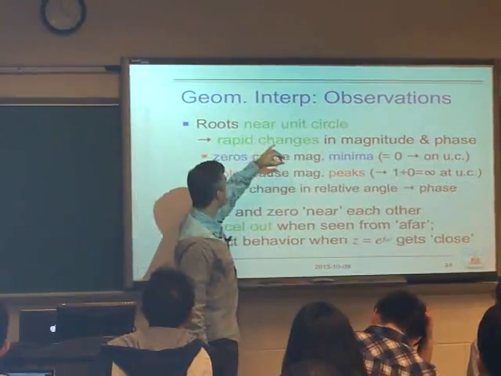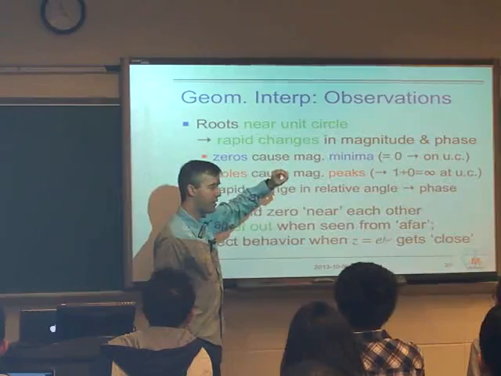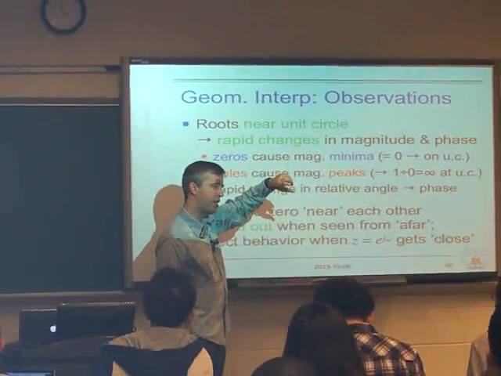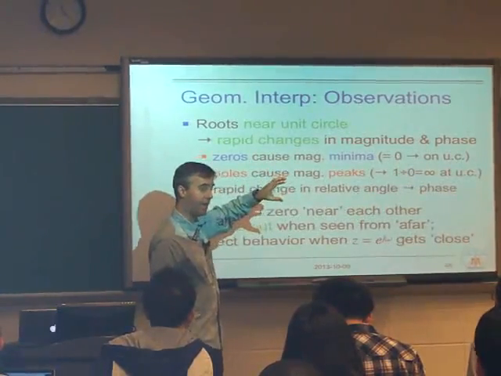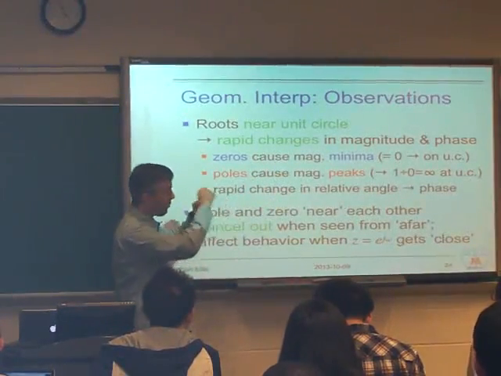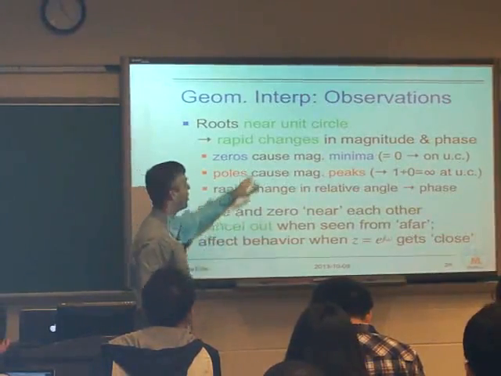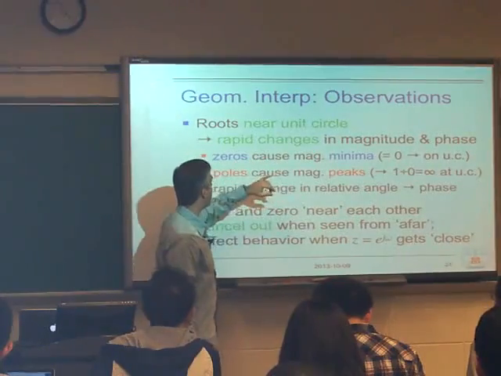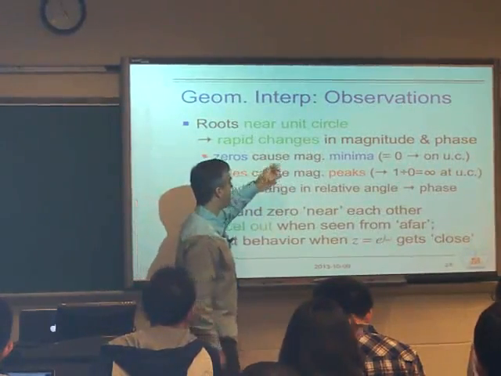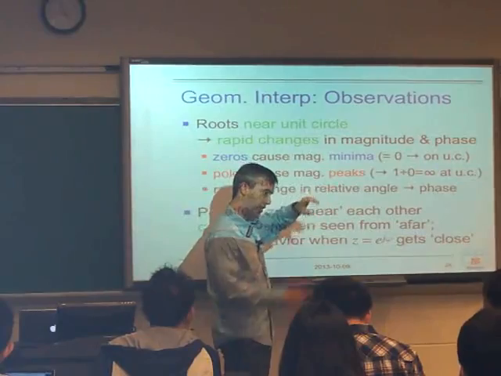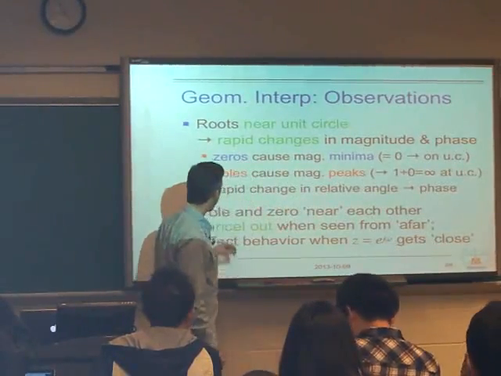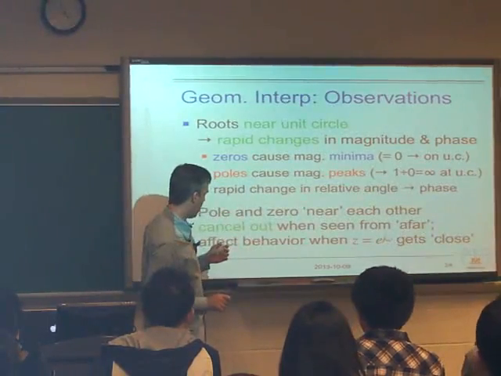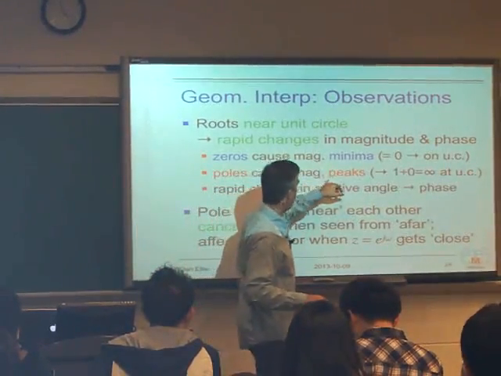If we have roots near the unit circle, either poles or zeros, that means that the vector between the unit circle and the root is going to change most rapidly at those particular frequencies, the points on the unit circle that correspond to those frequencies. So we're going to get rapid changes in magnitude and phase. If we have zeros, we're going to see a minima in the magnitude, because that's going to be the shortest possible vector. If we have a pole, then it's going to be the reciprocal of that, so it's going to be 1 over something that's getting quite small, which will be a peak.